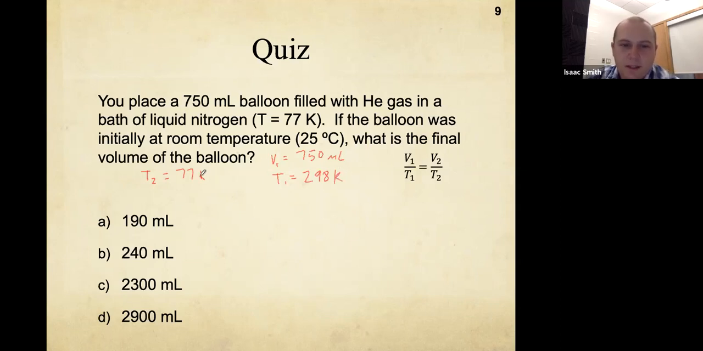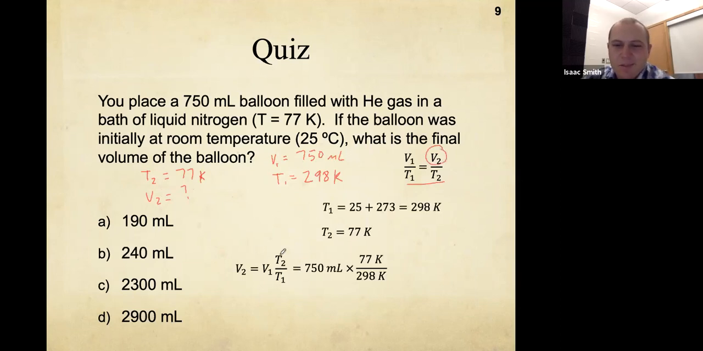Okay, now I got this right. V1 is 750 milliliters, initial temperature is 298 Kelvin, final temperature is 77 Kelvin. You have three numbers, and you just need to solve for the final volume. So you can use this equation and rearrange it to solve for V2. When you do that, you'll get this, and then it's just plugging in the numbers like we've seen before.